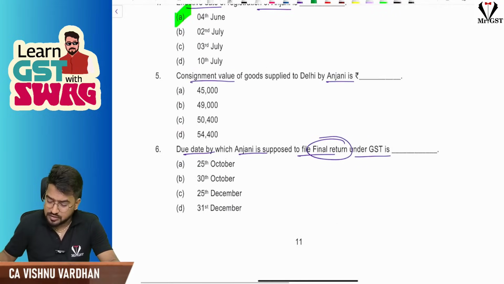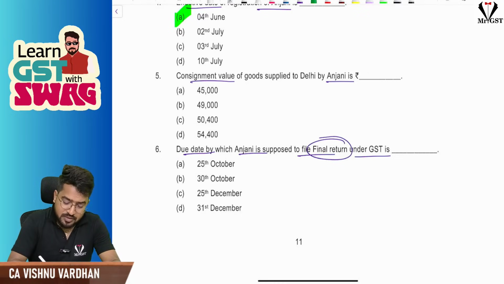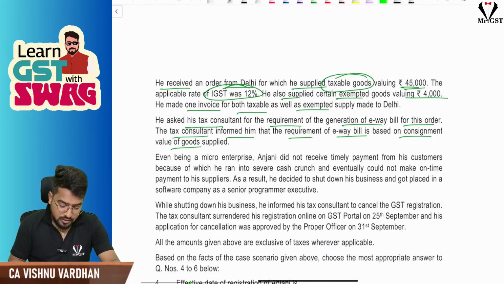Consignment value here is, if you see, sir, as I already told you, taxable value plus GST. So 45,000 is the taxable value plus 12% GST means 50,400. While calculating consignment value, you should not include the exempt supplies. Okay, so 50,400 is the answer here. Okay, and next.